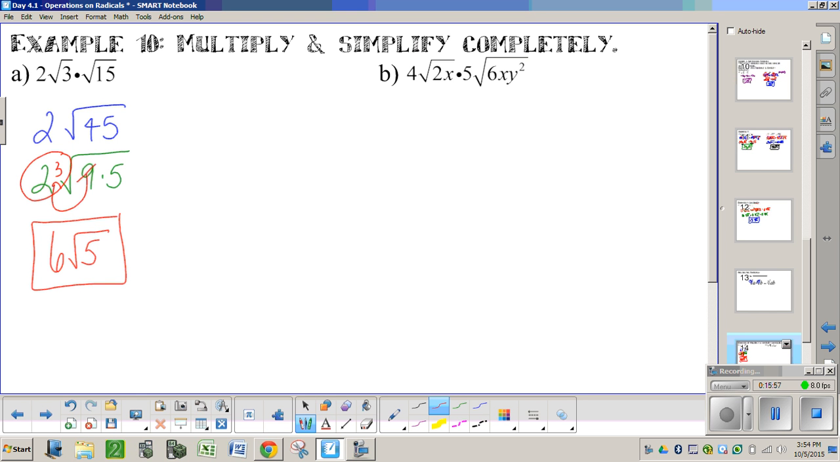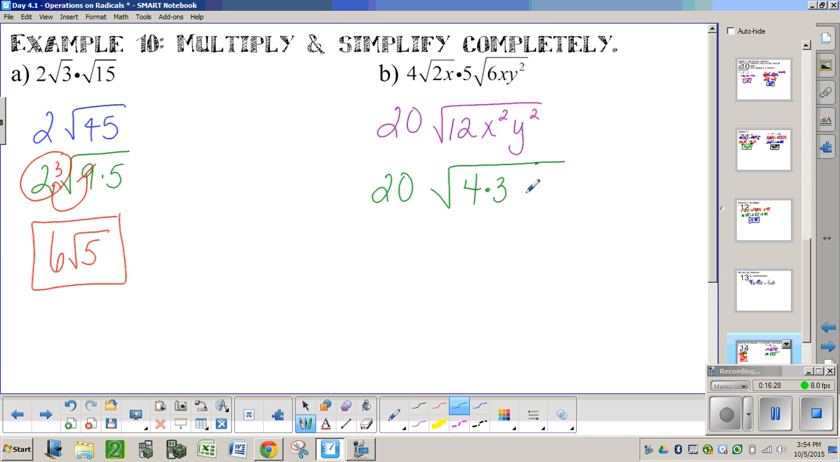I can also apply it if I have variables involved. So I'm going to multiply the 4 and the 5 together, so that's going to give me the 20. And then everything inside the radicals can get multiplied together. So 12 x squared y squared. Now, you're not done yet because you have to see if there's anything inside that you can now simplify. So I'm going to break this down. The 12 can be broken down into 4 times 3.